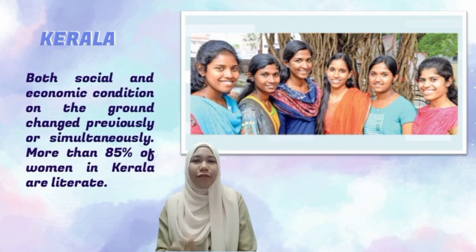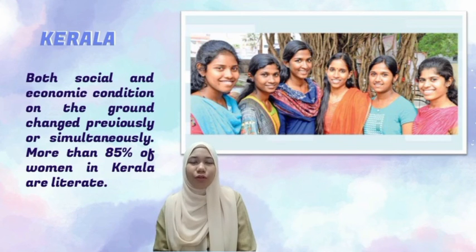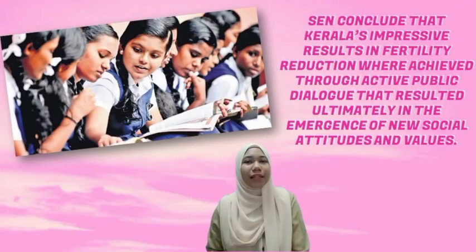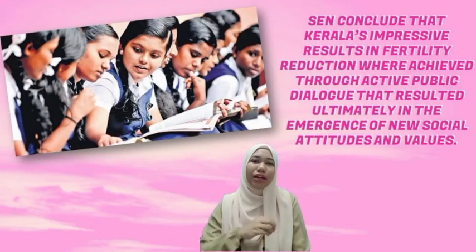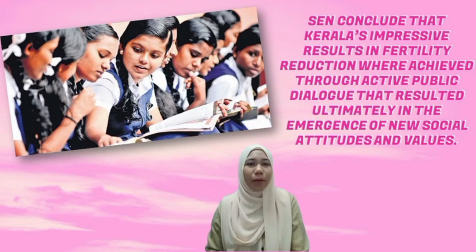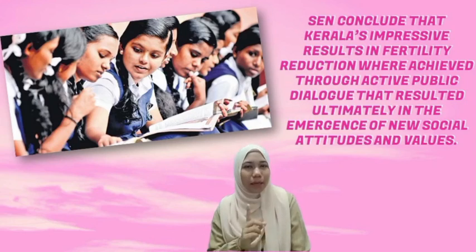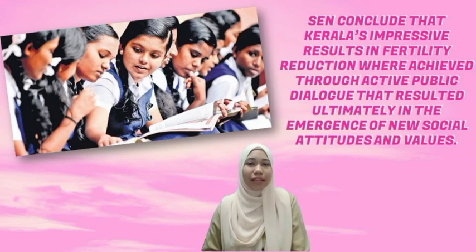More than 85% of women in Kerala are literate, which means they have more power in the household and opportunities in the workforce. Amartya Sen concludes that Kerala's impressive results in fertility reduction were achieved through active public dialogue that resulted ultimately in the emergence of new social attitudes and values, and that such dialogue on this sensitive subject was possible only because of the very high level of female literacy in the state.